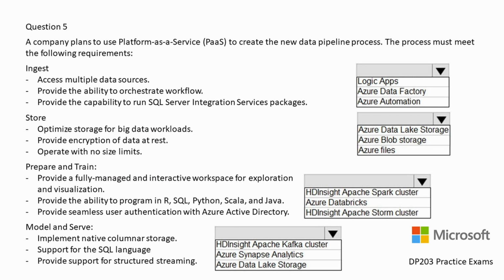A company plans to use platform as a service to create the new data pipeline process. The process must meet the following requirements. And the question shows 4 sections: ingest, store, prepare and train, model and serve. For each section, we'll choose the correct answer. For ingesting data, we need to choose the correct answer that can access multiple data sources, provide the ability to orchestrate workflow, and provide the capability to run SQL Server Integration Services packages. And the options are Logic Apps, Azure Data Factory, Azure Automation.